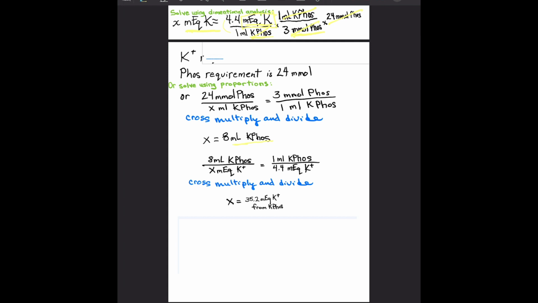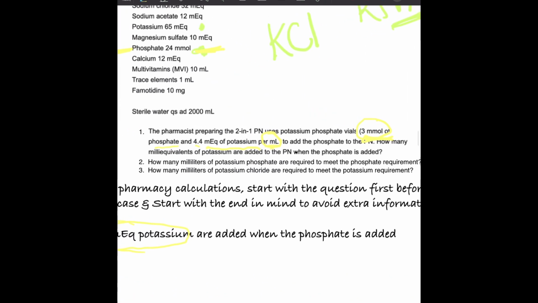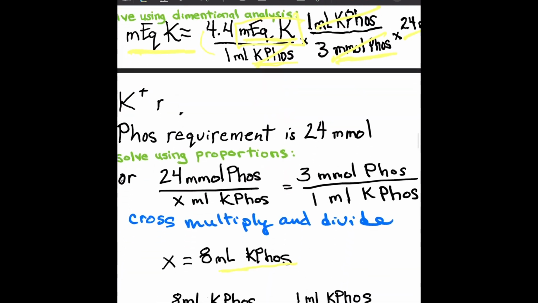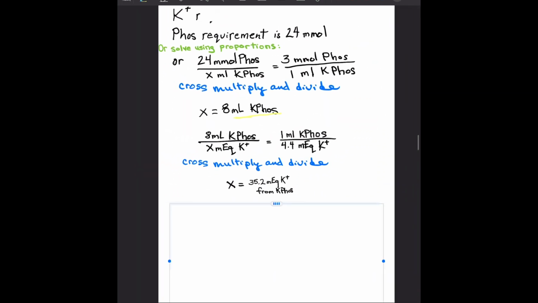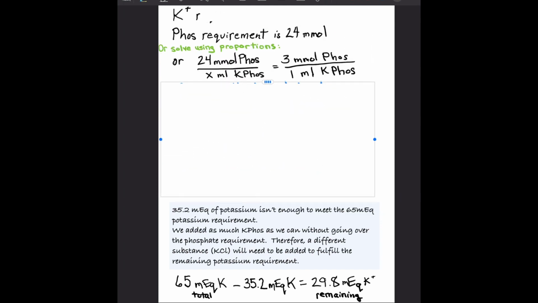Let's look at number 2. How many milliliters of potassium phosphate are required? So now it's milliliters that we're looking for. And we're looking for potassium phosphate in order to meet the phosphate requirements. Let's see if we can answer that. A note that I'd like to make is that 35.2 milliequivalents of potassium isn't enough to meet the 65 milliequivalent potassium requirement.